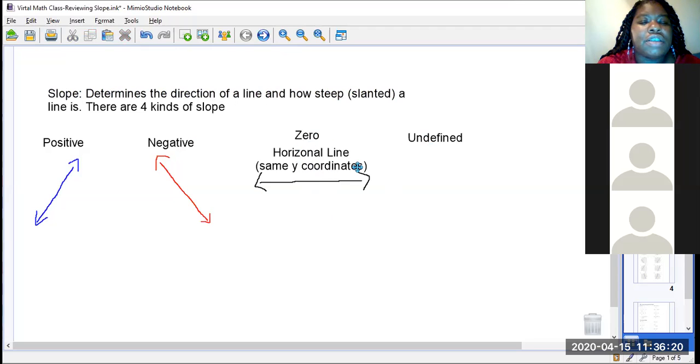Now, if zero is a horizontal line, what do you think an undefined slope is? Vertical. It is a vertical line.